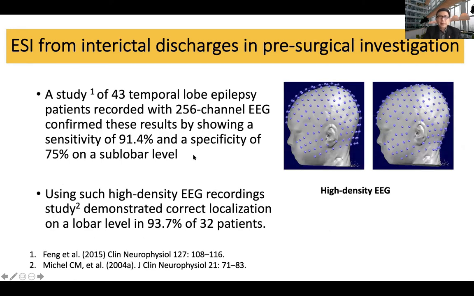ESI from interictal discharge in pre-surgical evaluation: one study of 43 temporal lobe epilepsy patients recorded with high-density EEG, 256-channel EEG, confirmed the result, showing a sensitivity of about 91% and specificity of about 75% at the sublobar level. The high-density EEG recording study also demonstrated correct localization at the lobar level in up to 93% of the 32 patients.